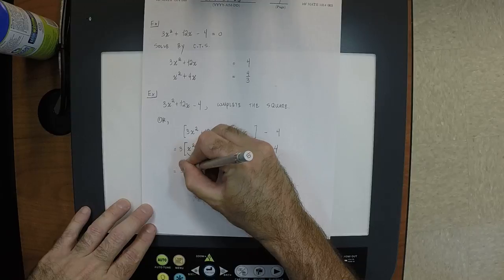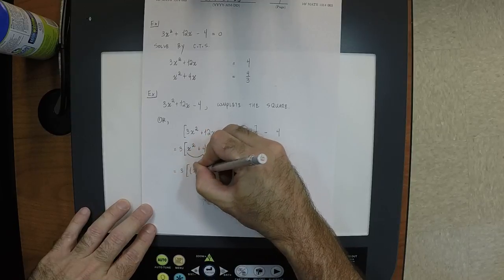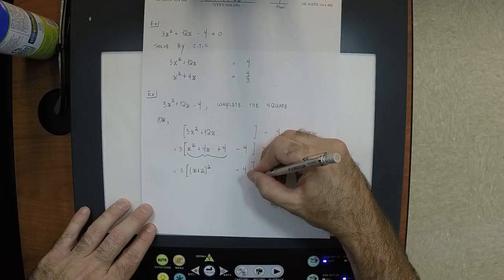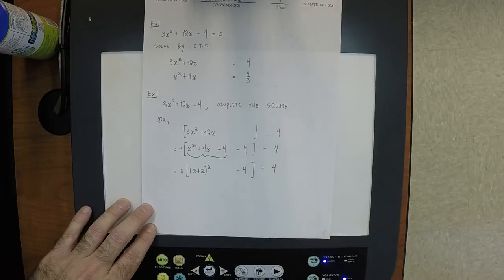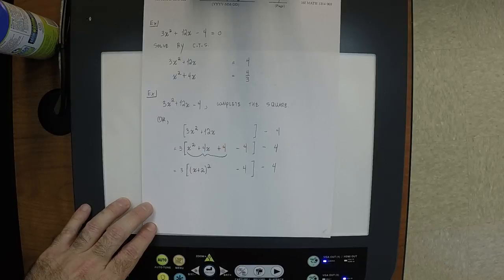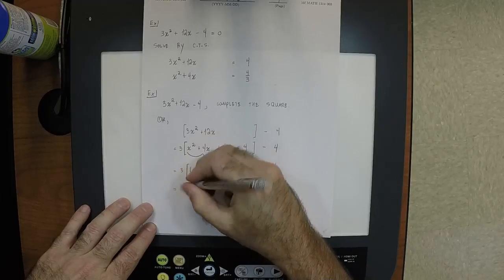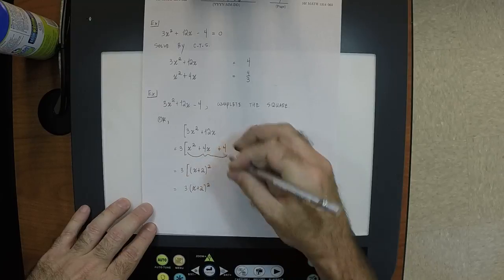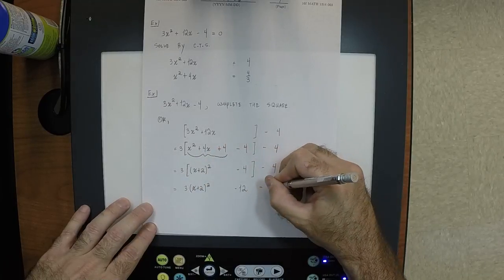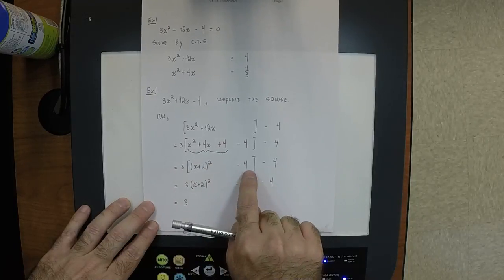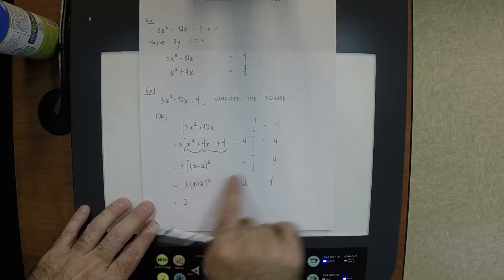Right. So it can be written as x plus 2 squared, and then we have this minus 4 still here. So this minus 4 is that minus 4. Okay, and then usually at this point you distribute the 3 back in so that you obtain 3 times (x plus 2) squared, and then minus 12, and then minus 4. 3 times 4 is 12, distributing this 3 in.